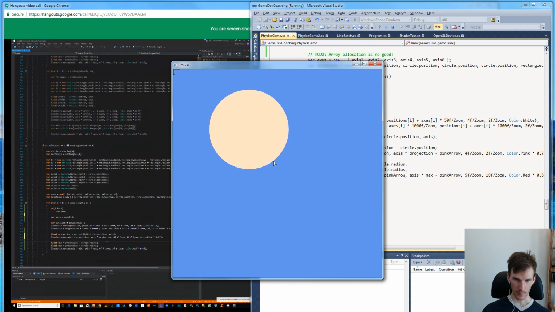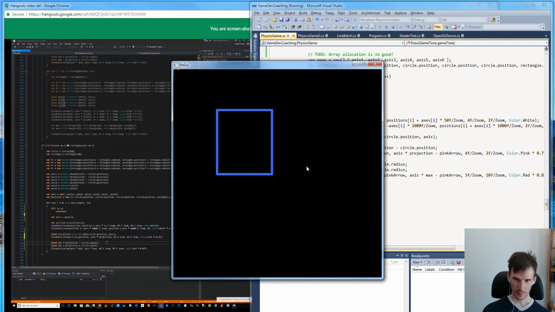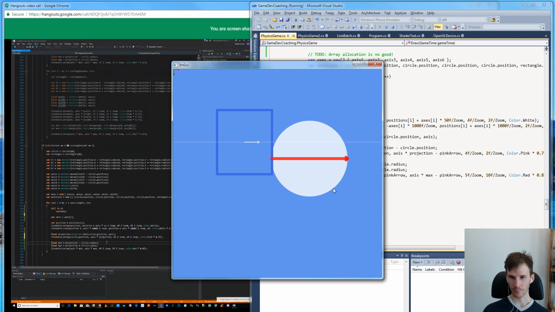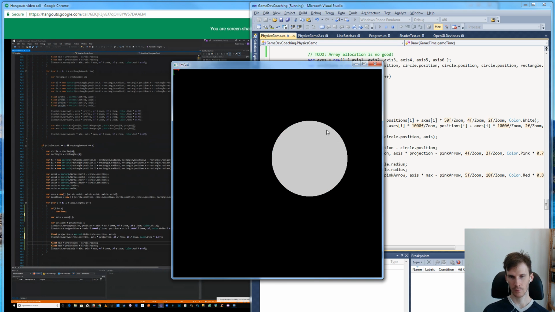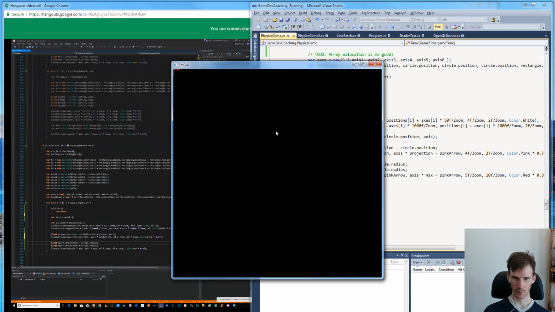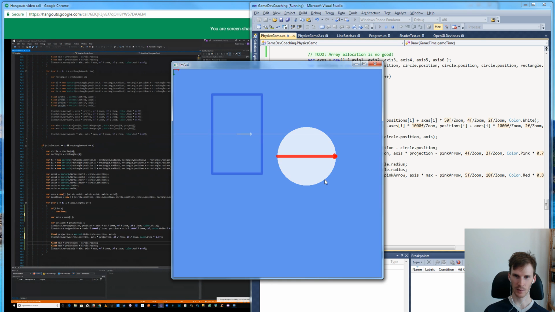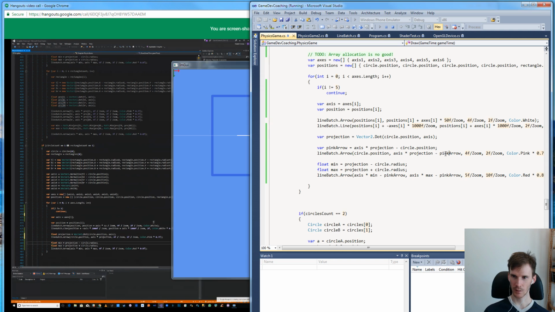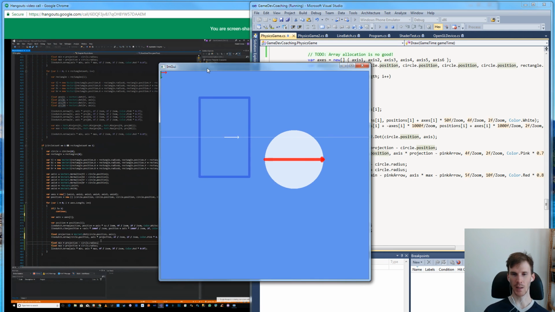I don't remember what the value is of the pink arrow. You don't even have the pink arrow anymore. No, because it's 0. Because I've explicitly made it 0. Oh, you removed it. I don't remember what the value of it was. However, this is also wrong, because the arrow should be on the axis. So now it's normalized to the position of the circle.